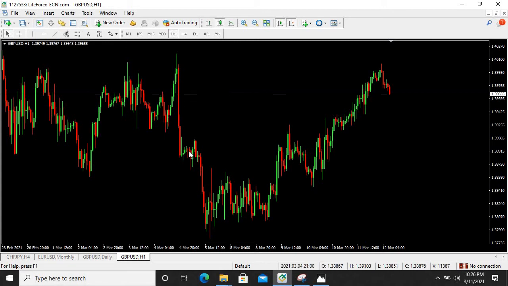Any market can go down for a reason, and any market can go up for a reason. So now we are going to see why the market goes up, and we are going to see the reason why the market goes down. What kind of candlestick can make the market go down, or what kind of candlestick can make the market go up? That's what we are going to see in this lesson.